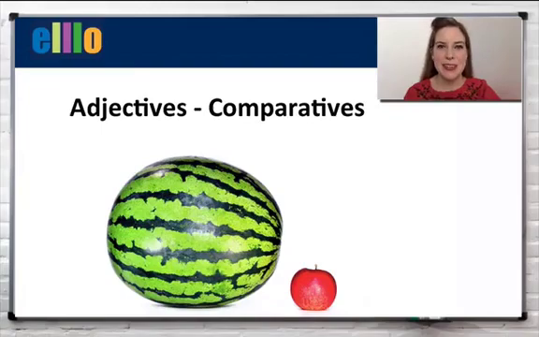Hello, in this lesson we're going to talk about comparative adjectives. When do we use comparative adjectives? Well, we use them to compare two things. For example, this watermelon and this apple. If we wanted to compare them, for example, their size, then we would need to use a comparative adjective. So let's look at the rules for comparative adjectives.